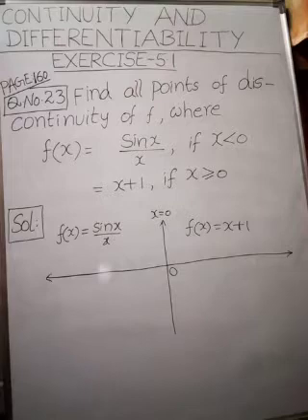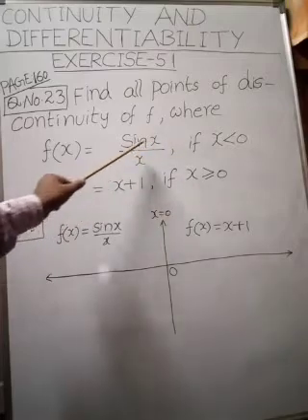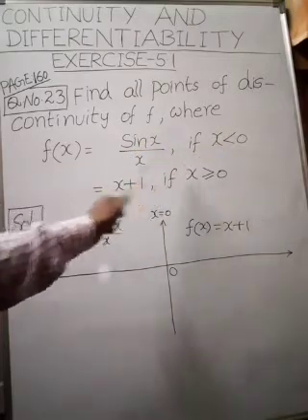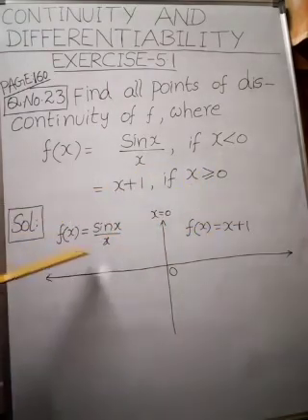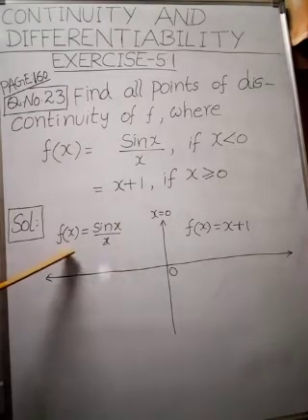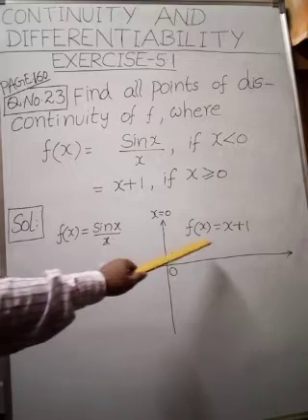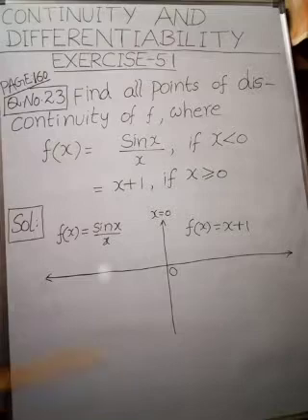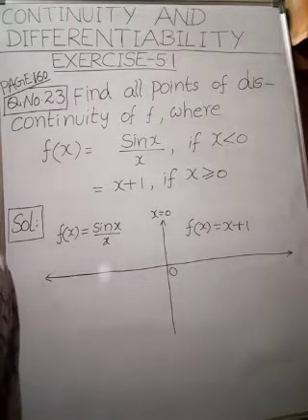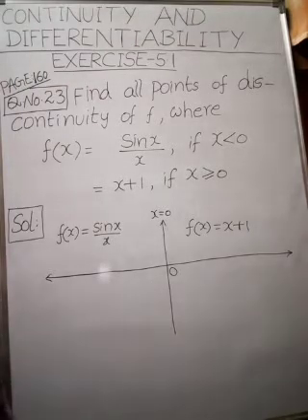Okay, my dear children, first understand the question clearly. If you observe the function, it is defined at x equal to 0 on the left side and the right side. On the left side, f of x is defined as sin x by x. The right side of 0, it is defined as f of x is equal to x plus 1. If a function is defined like this, we have to find the left hand limit and right hand limit. After that, we check the continuity of the function.